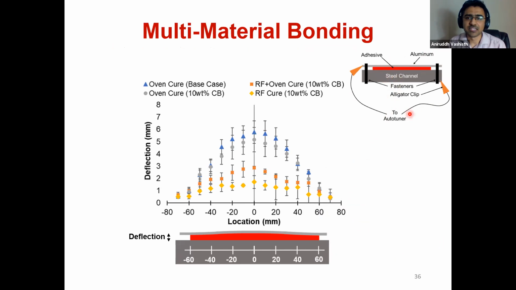And the way we did it was, like you can see the setup here. We made the aluminum plate as one of the electrodes. The steel channel was the other electrode. We had fasteners at both ends. And we tried those 4 different methods of curing.